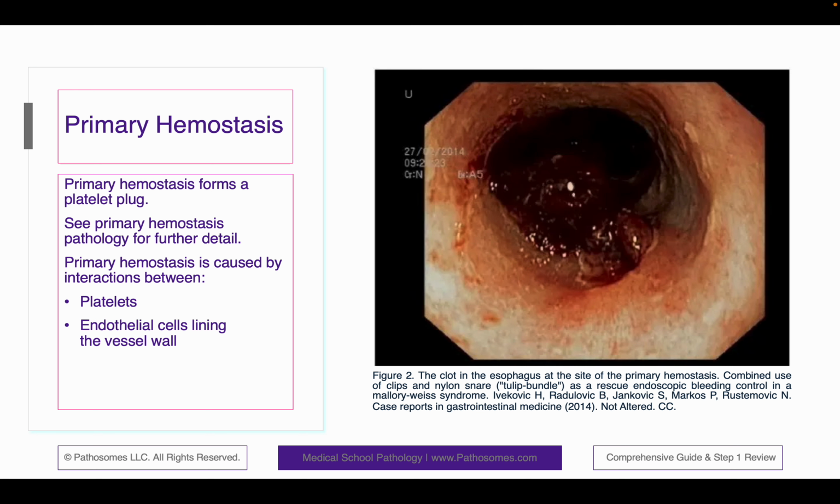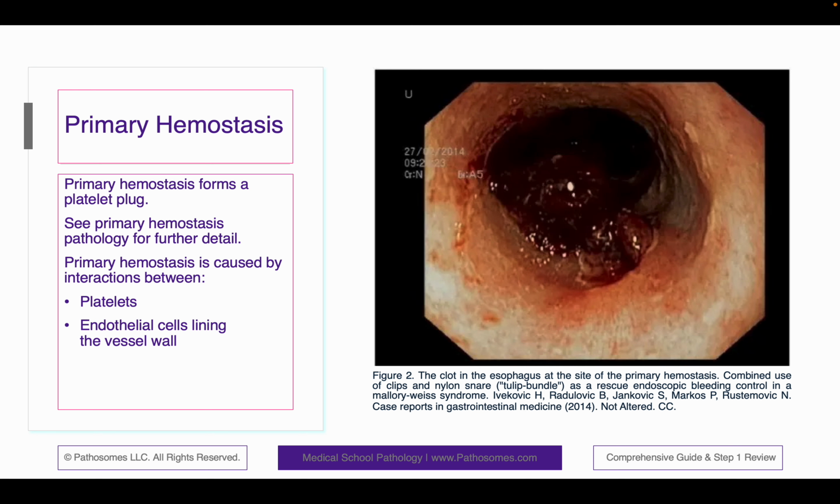Let's hit this message about primary hemostasis. With primary hemostasis, you must know this. Primary hemostasis forms a platelet plug. That's the whole point of primary hemostasis. If you remember that, you're golden. You can see the primary hemostasis pathology lecture or the chapter of the book for further detail. It'll probably be linked around somewhere, so it's easy for you to navigate to.